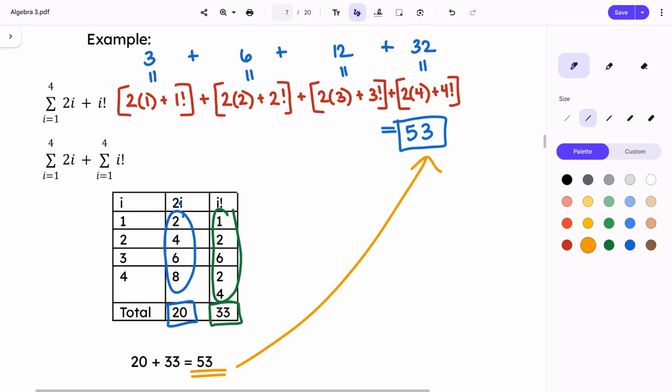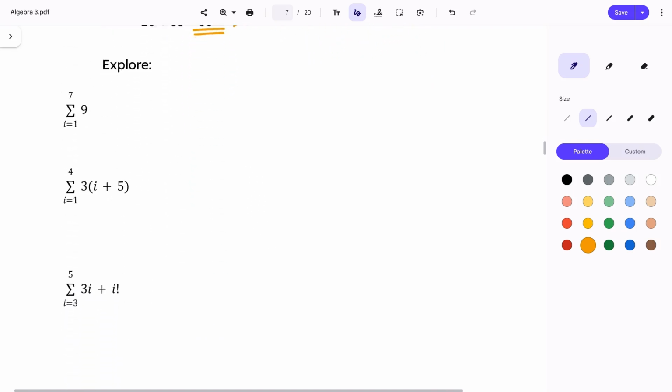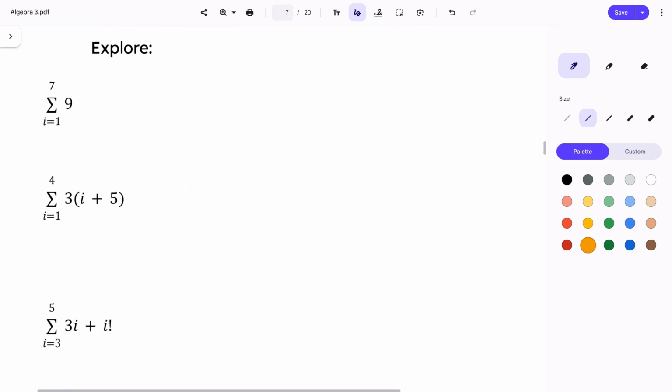So at the bottom here are 3 examples, just like the ones that we just talked about. You can decide how you want to handle them. I'm going to give you a couple minutes. Go ahead and try to do those, and then I'll come in and go over what I would have done.